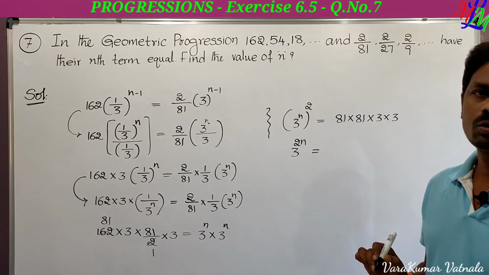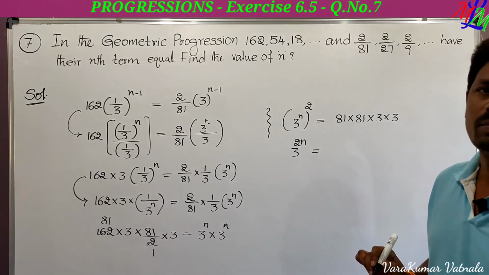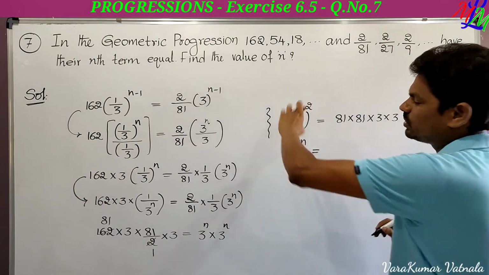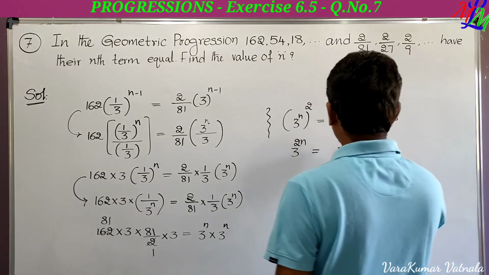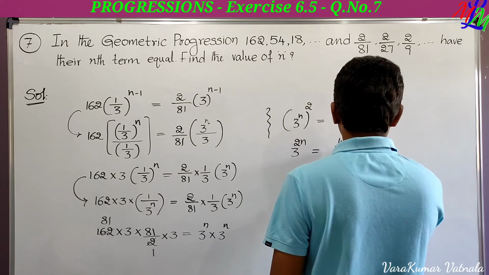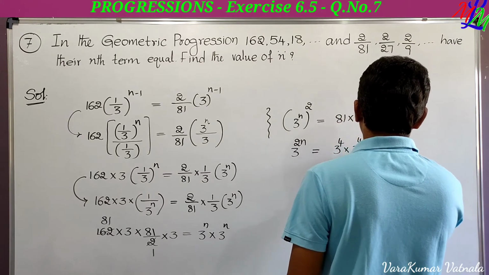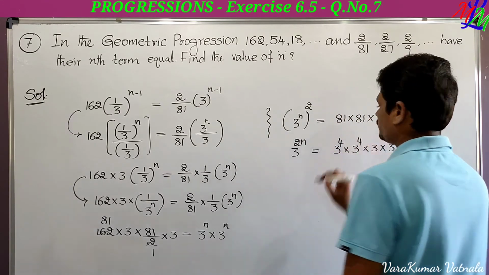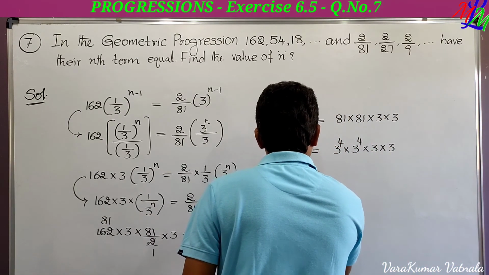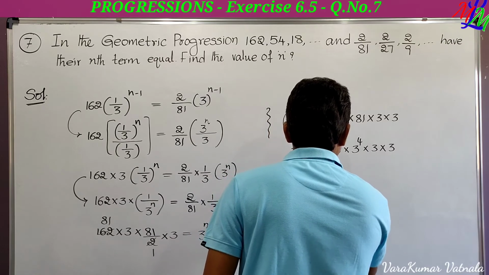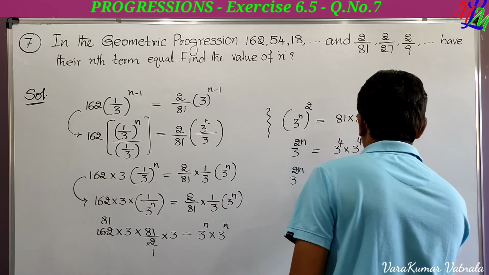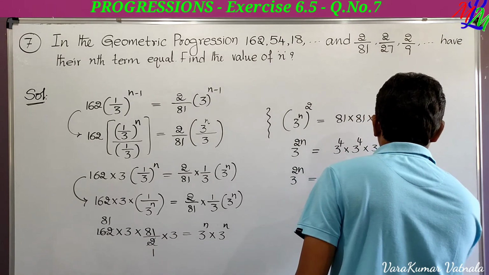A to the power m whole to the power n is equal to a to the power m into n. So power to the power, we have to multiply the powers. 2 into n is 2n. So here 81 can be written as 3 to the power 4. Again this 81 can be written as 3 to the power 4 into 3 into 3. So again we have to simplify further. 3 to the power 2n is equal to, totally it becomes 3 to the power 4 plus 4 plus 1 plus 1, which is equal to 3 to the power 10.